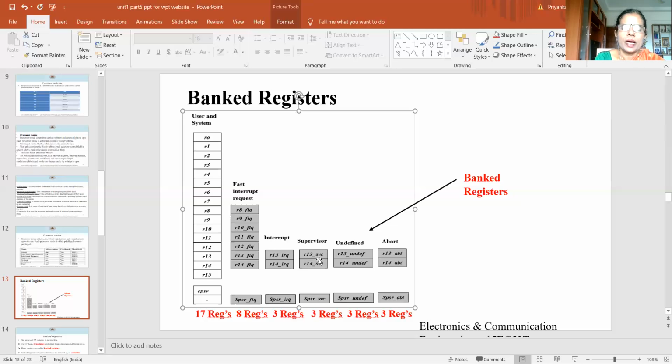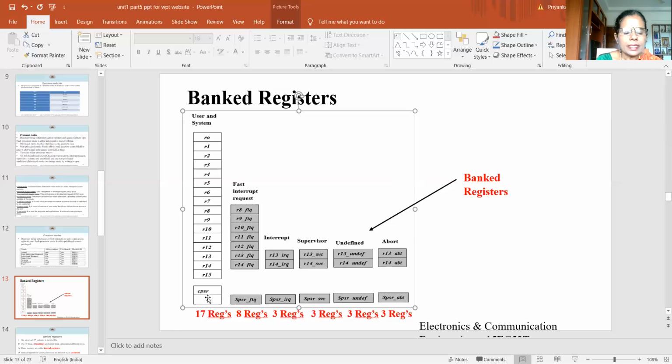In supervisor mode, again two registers are used, R13 and R14. They are hidden registers. The remaining R12 to R0 can be used as general purpose registers. In undefined mode, R13 and R14 are hidden registers. The remaining registers R12 to R0 can be used as general purpose registers. In abort mode, in the same way, R13 and R14 are hidden registers, and they are called banked registers. The remaining R12 to R0 can be used as general purpose registers. So all these registers are called banked registers.